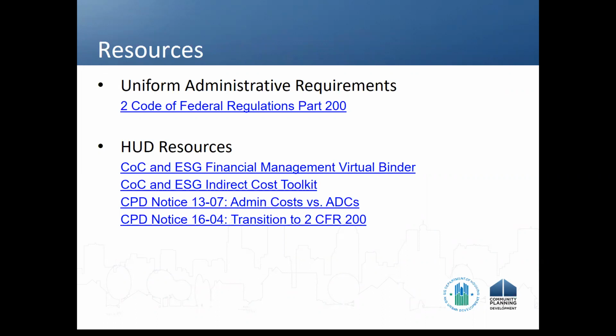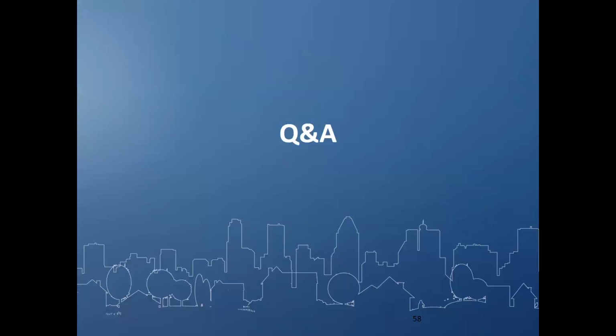1307 is differentiating admin costs and activity delivery costs. And CPD notice 1604 was the supplemental guidance that HUD published for transitioning to 2 CFR 200. It covers a lot of the topics we covered today, but also talks about indirect costs as well. And with that, that's our last slide.